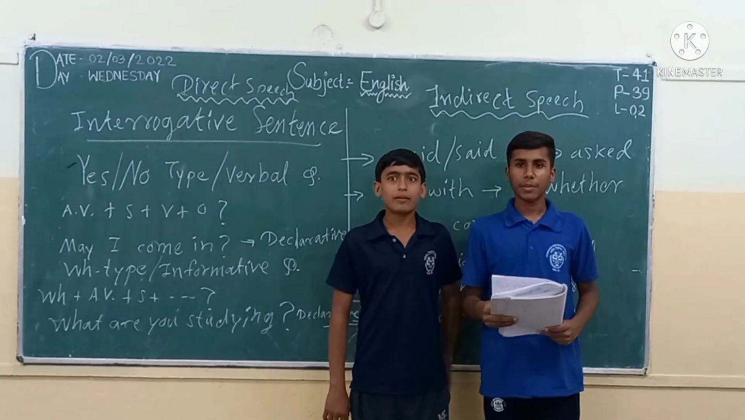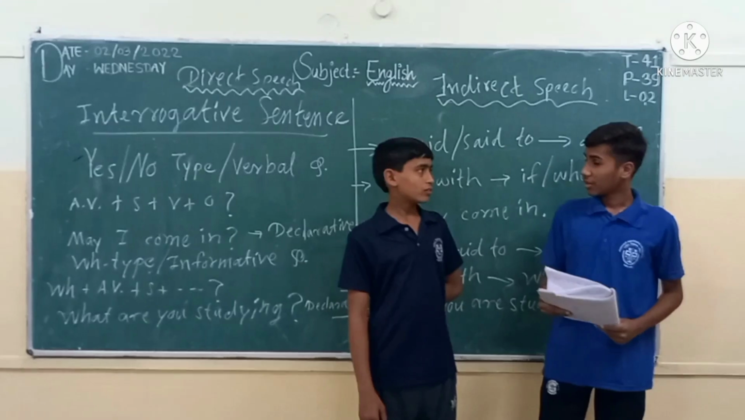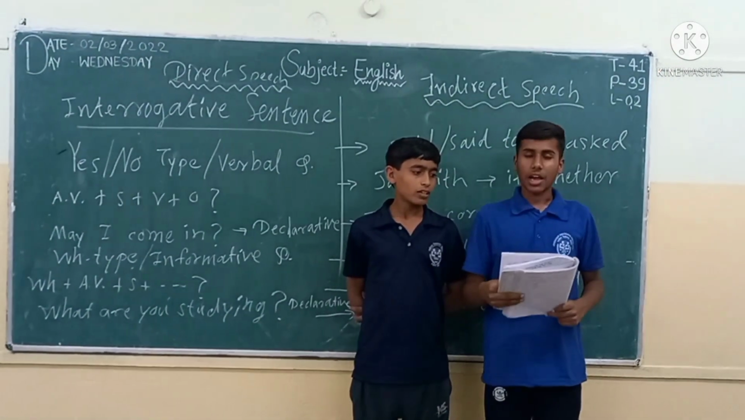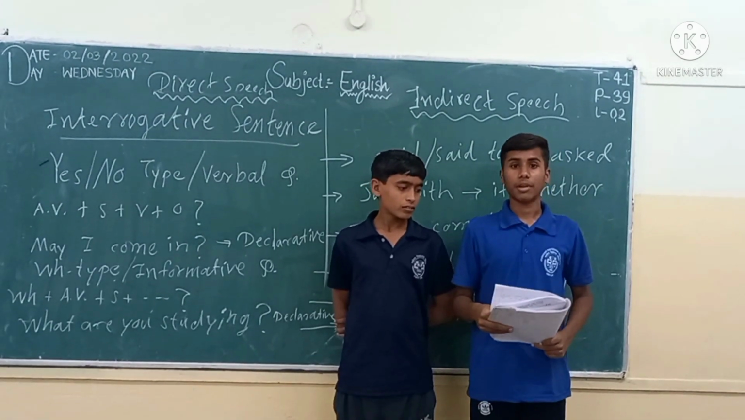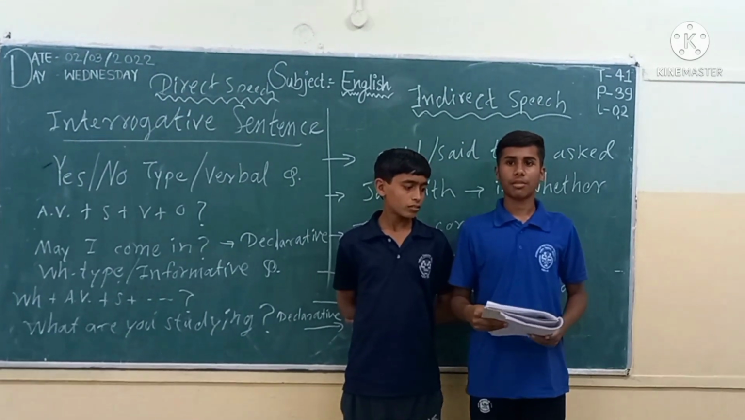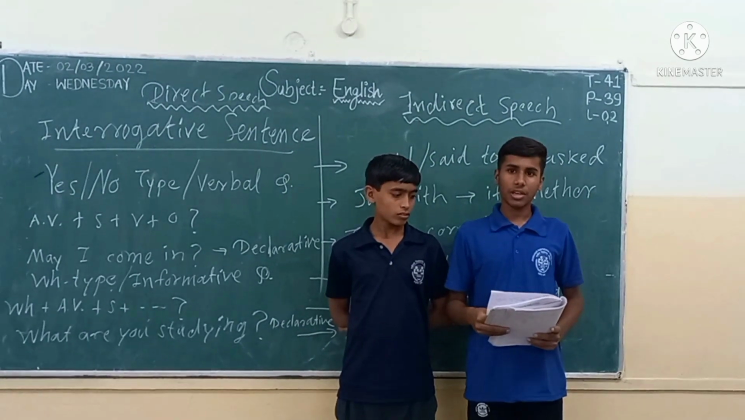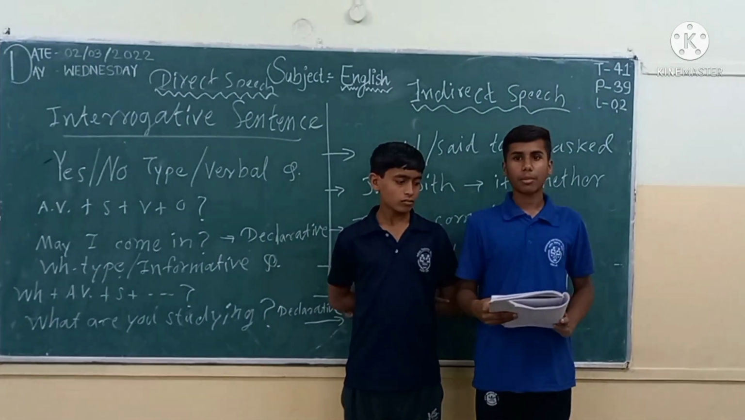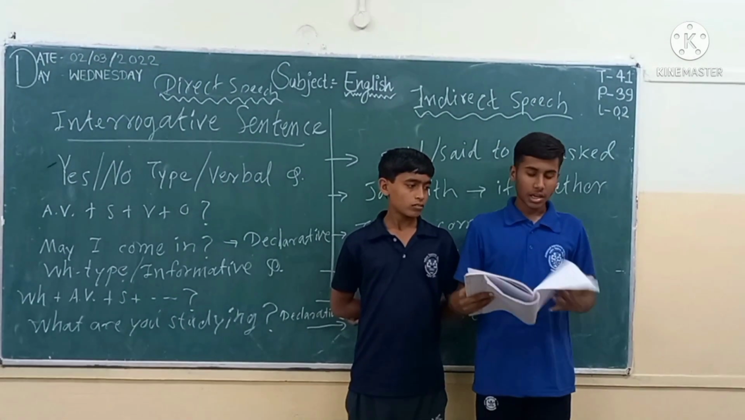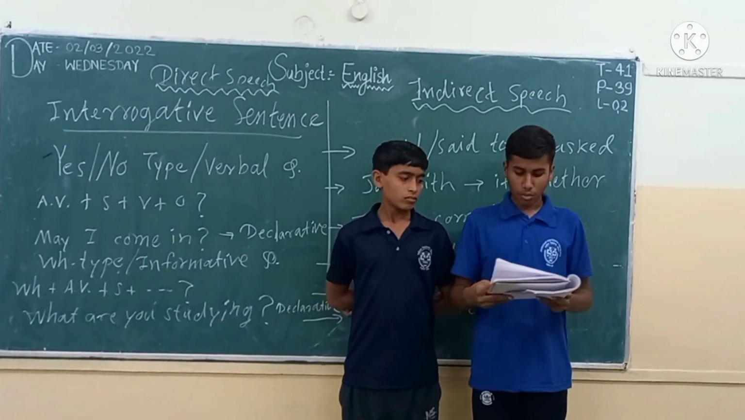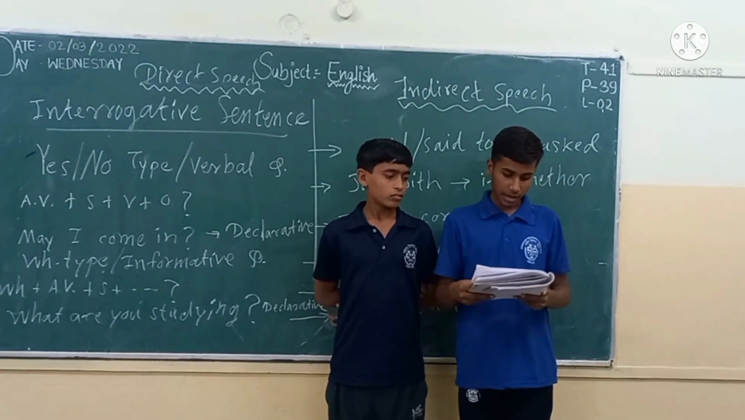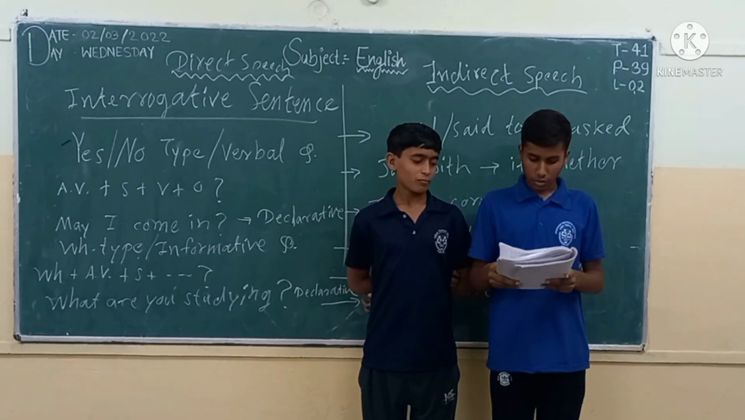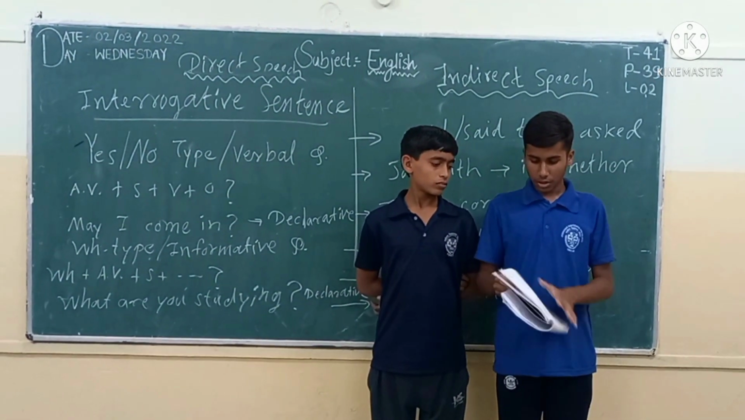Hello everyone, I am Interrogative. Oh yes, we are Interrogative. Yes. I am verbal type and also called as yes or no type question because my answer is given in only yes or no. And I start with auxiliary verb. And auxiliary verbs are am, is, are, was, were, do, does, did, have, has, had, shall, will, can, may, should, could, would, might, must, ought to, dare to, used to, and need not.